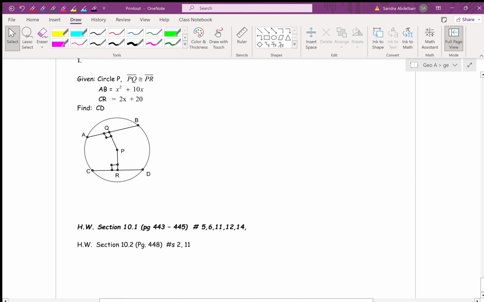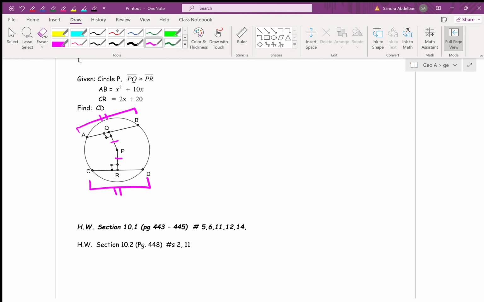So here we have circle P, so that means P is the center of the circle. They're telling us that PQ is congruent to PR. Those are the perpendiculars from the center. If the perpendiculars from the center are congruent, Christine, what else can I say are congruent? Good, the chords are congruent.